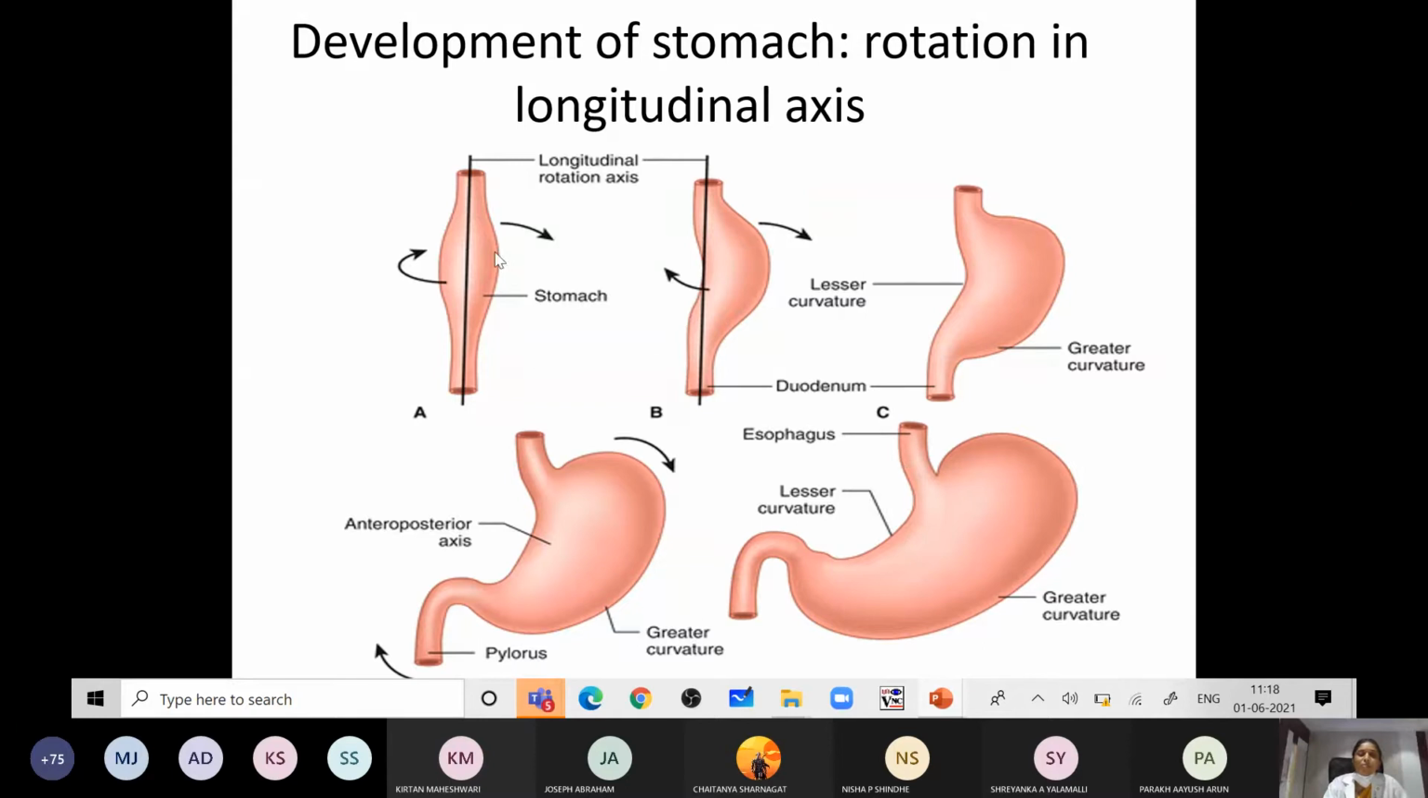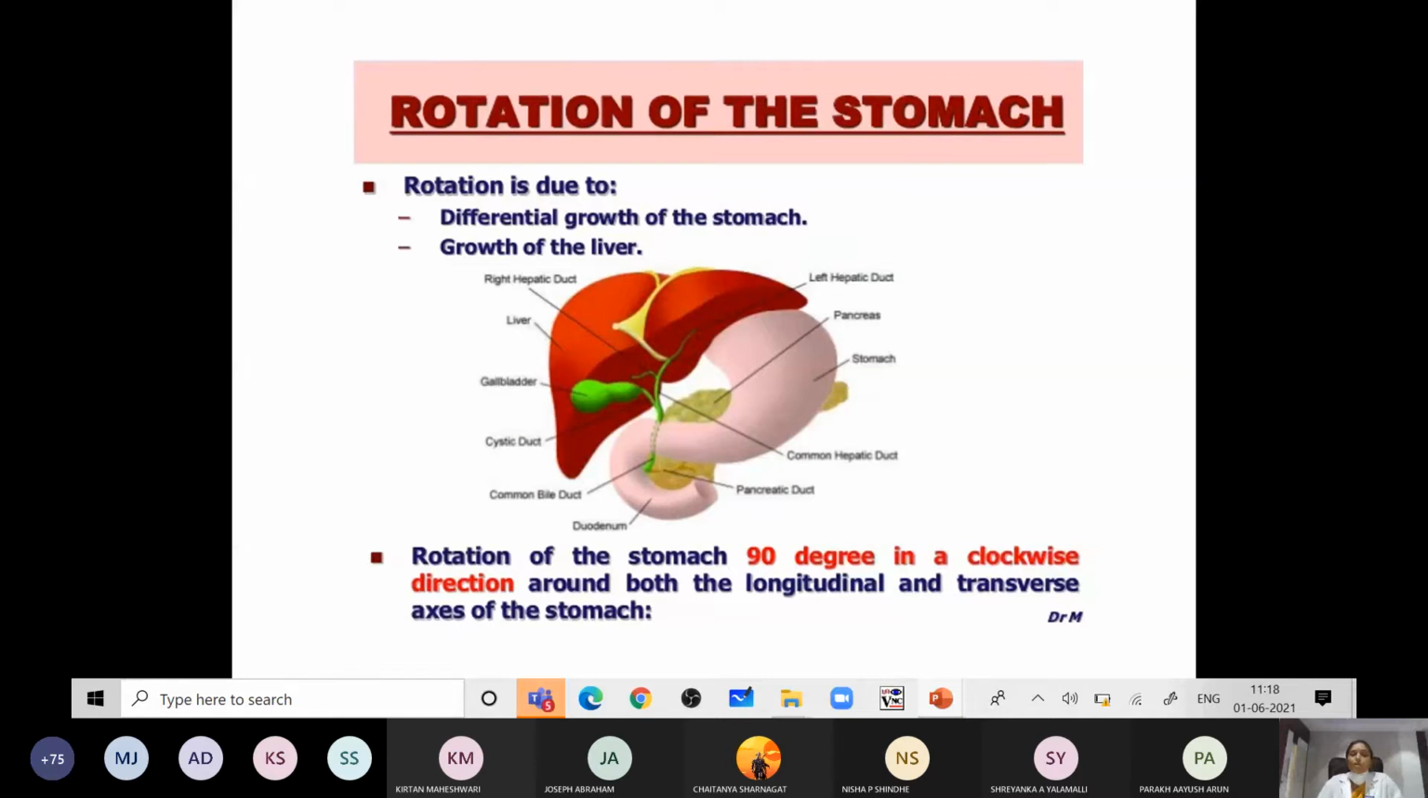Clear? So just remember here, anterior border becomes right border, posterior border becomes left border. So the right border will form the lesser curvature, the left border will form the greater curvature. Clear? Then, why does the stomach rotate? That is because of differential growth of the stomach and also growth of the liver. Now, the rotation which is taking place doesn't rotate only longitudinally, but it also rotates horizontally also. Clear?